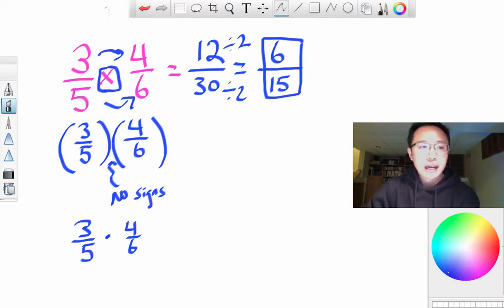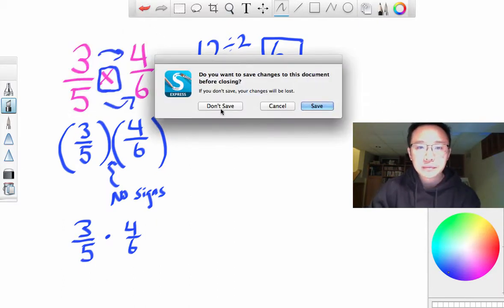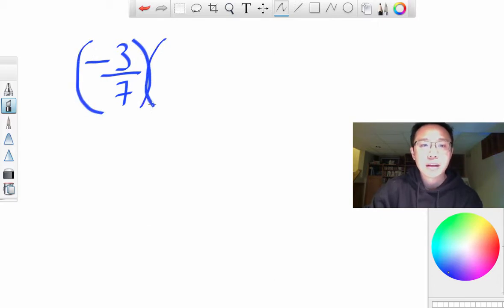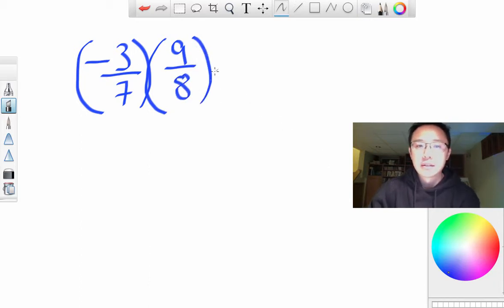What about if we were to have a fraction that has negative numbers? So let's see, -3/7. We'll use brackets this time. So brackets and brackets. Let's use 9/8, an improper fraction. So first thing, like I said, recognize that this is a multiplying question. You can see that there are 2 brackets, so this is multiplying because you have 2 brackets side by side.